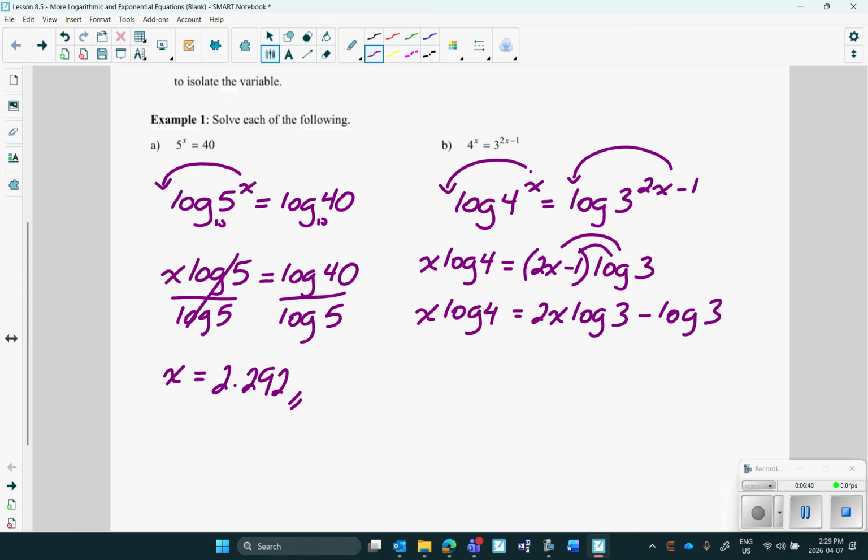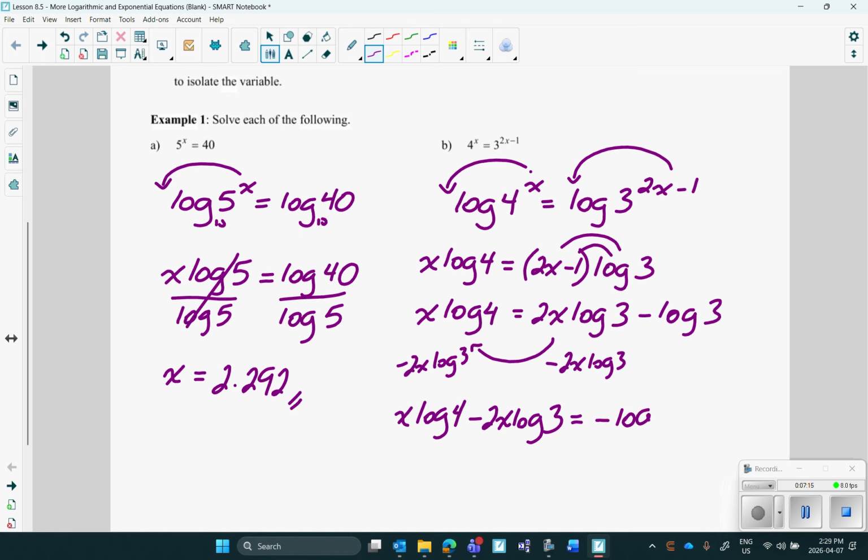Yes. So I need to bring this over here by subtracting 2x log 3. So you're going to get x log 4 subtract 2x log 3 equals, and what remains on the right-hand side after we brought that over? Negative log 3.